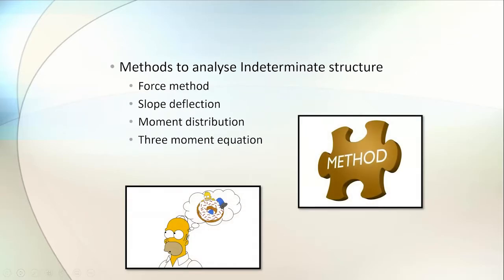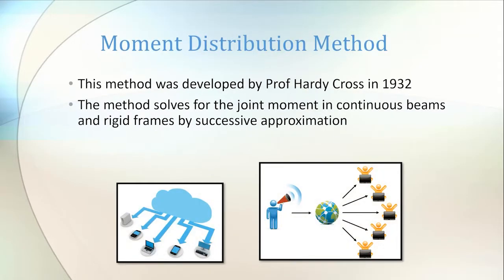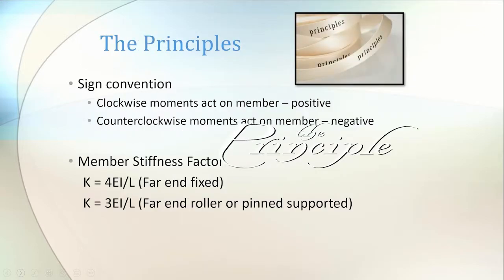Methods to analyze indeterminate structures: we have force method, slope deflection, moment distribution and three moment equation. So we have like 4 methods. For your syllabus, what we learn is we're going to do the moment distribution method to find the reaction. This method was developed by Professor Hardy Cross in 1932. This method solves for the joint moment in continuous beams and rigid frames by successive approximation.